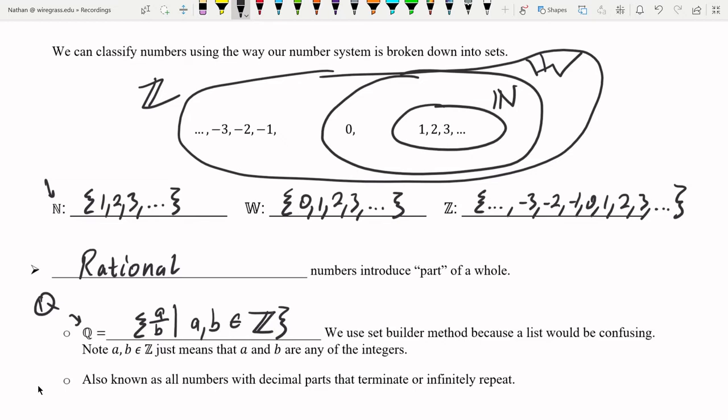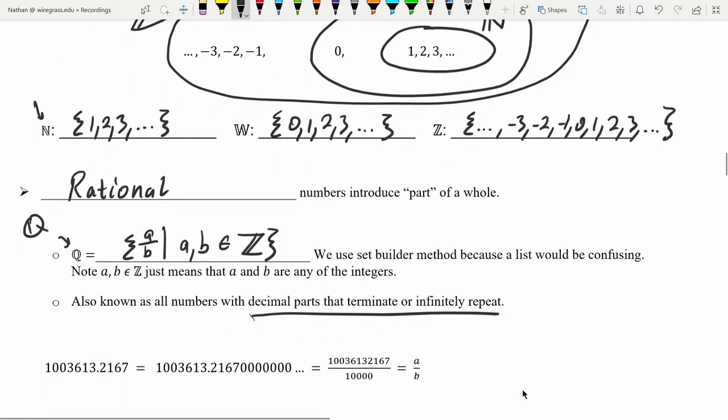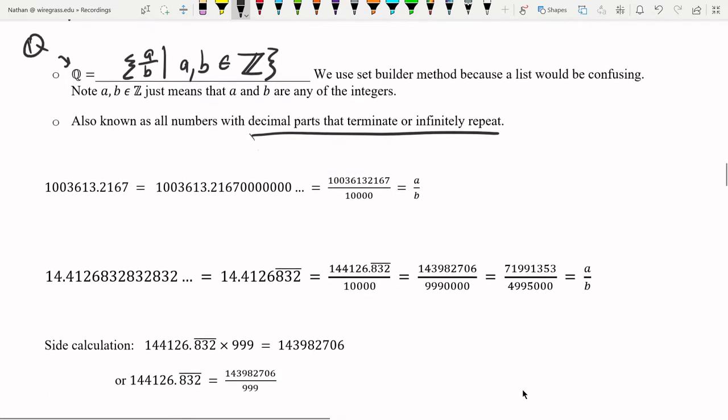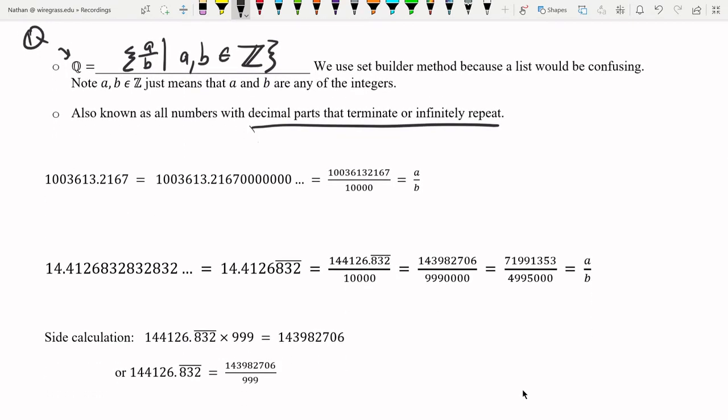Now, this set is also known as a set with decimal parts that terminate or infinitely repeat. And I can actually show you that. You don't have to know this. I'm just showing you that there is an algorithm to write a number that terminates, like this one. This is a decimal that stops, 0.2167, and it stops there. This is the same thing as rewriting it as an infinitely repeating decimal with zeros.